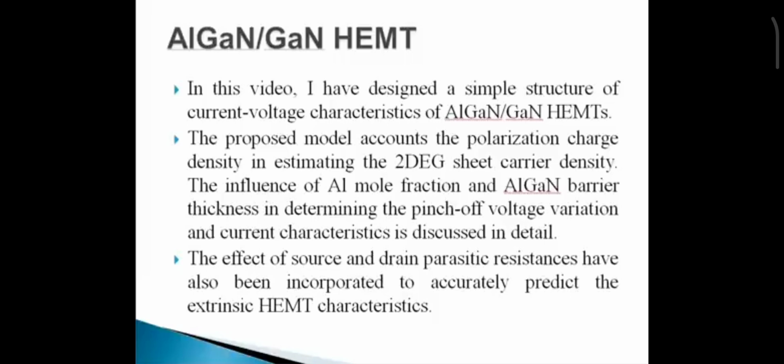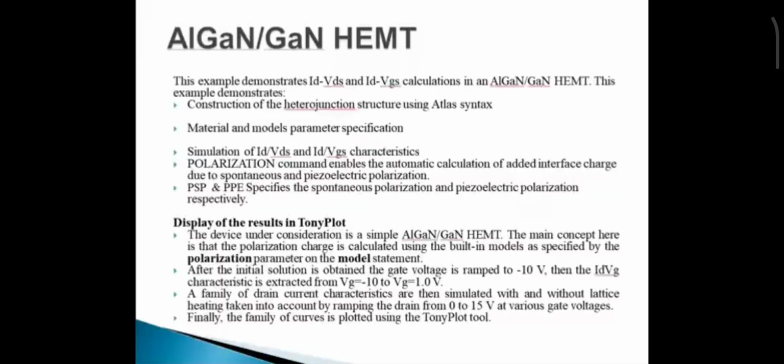The influence of aluminum mole fraction and aluminum gallium nitride barrier thickness in determining the pinch-off voltage variation and current characteristics is discussed in detail. The effect of source and drain parasitic resistance has also been incorporated to accurately predict the extrinsic HEMT characteristics. This example demonstrates ID versus VDS and ID versus VGS calculation in an aluminum gallium nitride HEMT device.